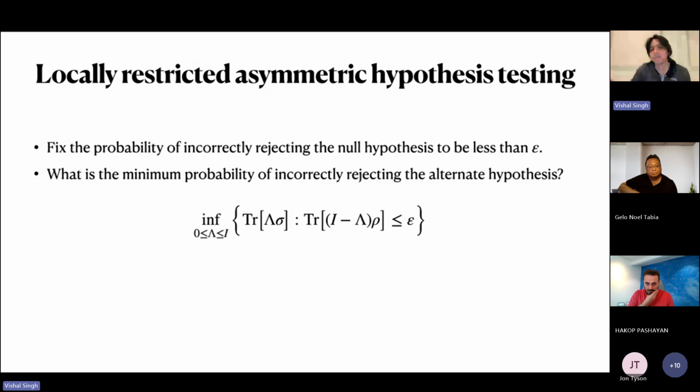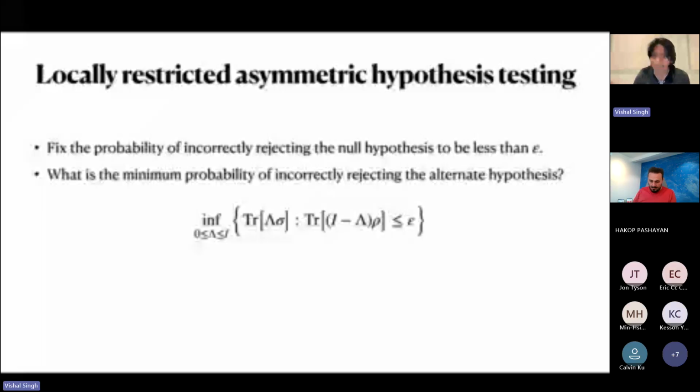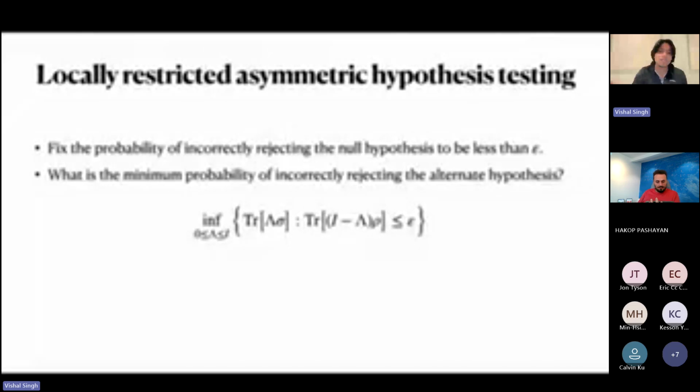So this can be written as an SDP. So let's say rho corresponds to your null hypothesis and sigma corresponds to your alternate hypothesis. Then this is precisely how you would compute the minimum probability of incorrectly rejecting the alternate hypothesis, which is also called the type 2 error.